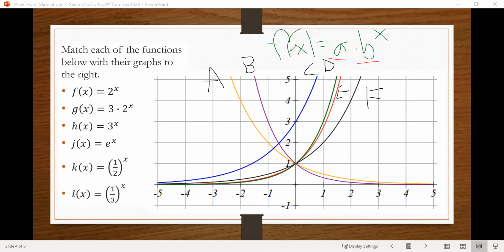Now, when I look at the graphs, one that stands out is the blue one there, because it's the only one whose vertical intercept goes through the point 0, 3. And we know that the vertical intercept relates to the value a. So I'll be looking for a function that has a equal to 3, and there's only one option for that. That's g of x here. So that is going to be the letter C.